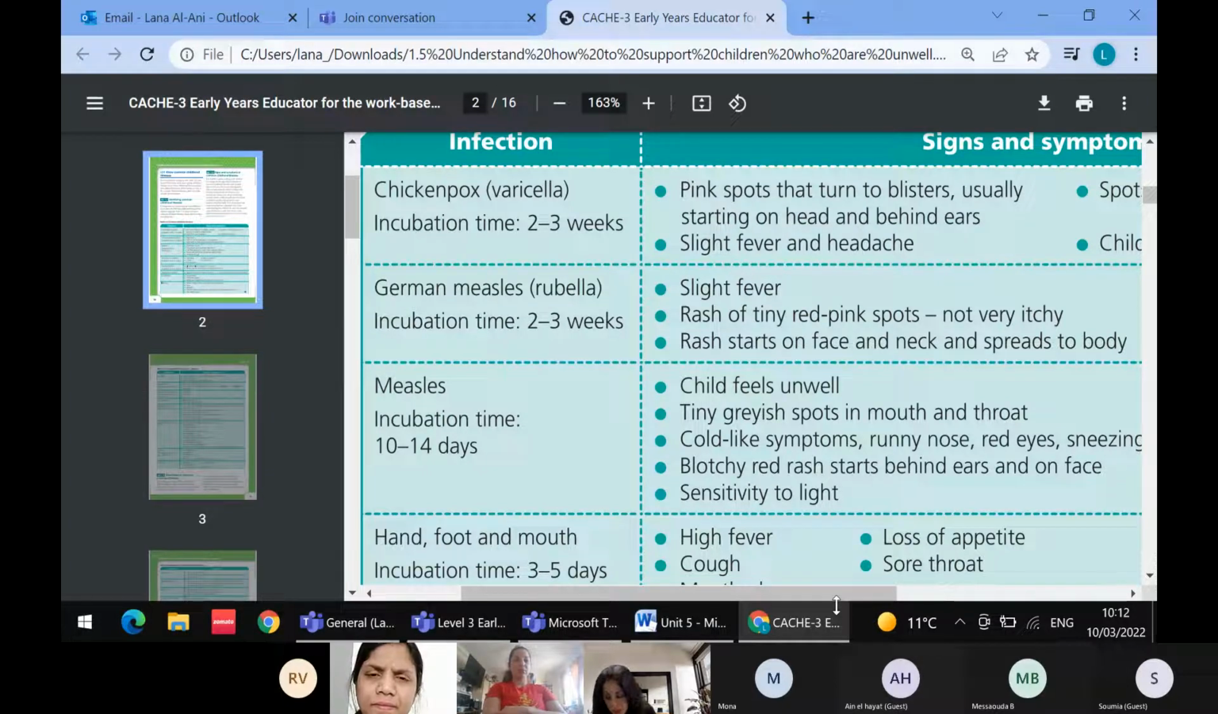So for the measles, the child will feel unwell. They will have tiny spots in the mouth or the throat, cold-like symptoms like runny nose, red eyes, sneezing, rash. You will see on their faces they have a rash.